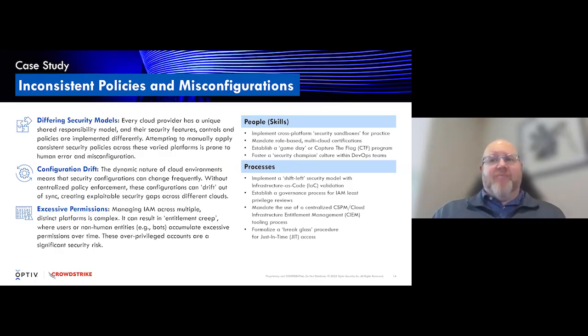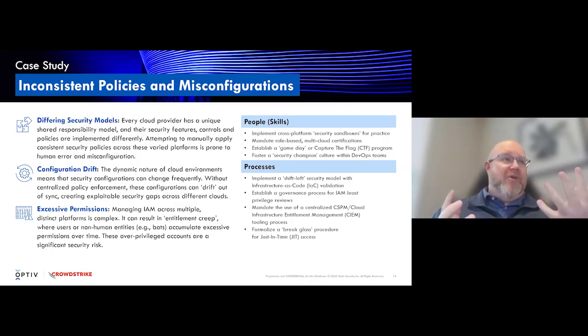We talked about excessive permissions a little bit, but the fact is that's going to grow across multiple distinct platforms. You can look at individual cloud service providers, and many of them have multiple ways to manage identity and access management. So now multiply that times X number of cloud service providers, and it becomes extremely complex, extremely quickly. And as I talked about, roles gain entitlements over time generally, and so you have entitlement creep going on as well.